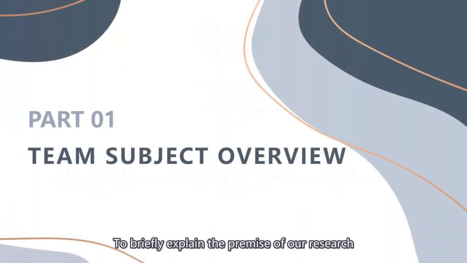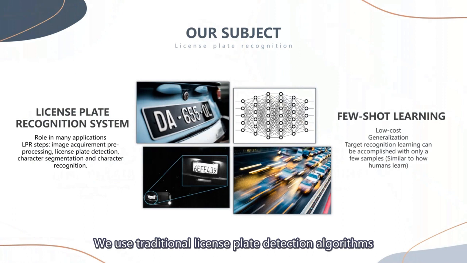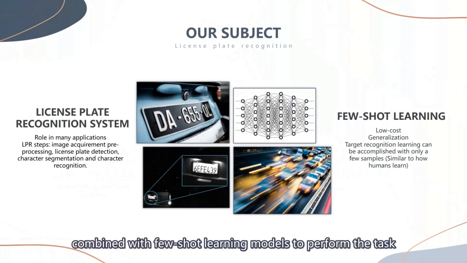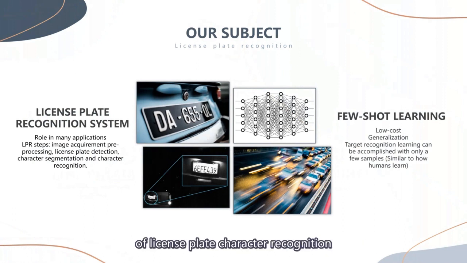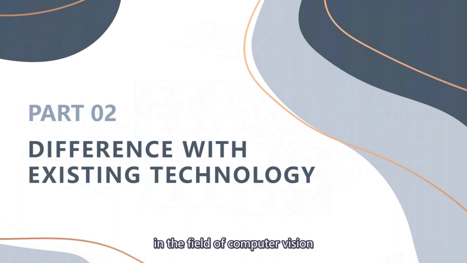To briefly explain the premise of our research, we use traditional license plate detection algorithms combined with few-shot learning models to perform the task of license plate character recognition. License plate recognition is an important application in the field of computer vision. However, traditional machine learning methods tend to require a large amount of labeled data. Therefore, the following issues may arise.